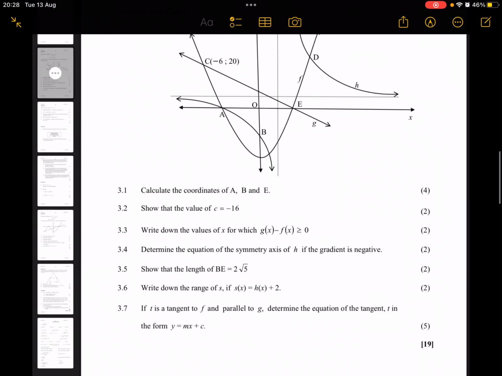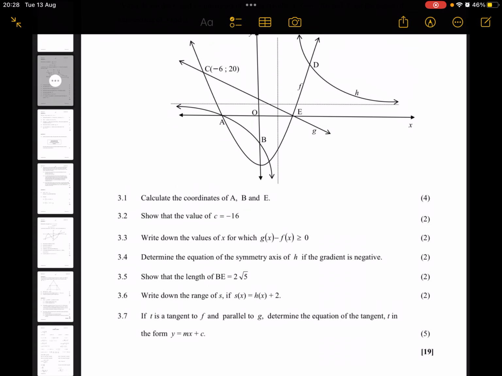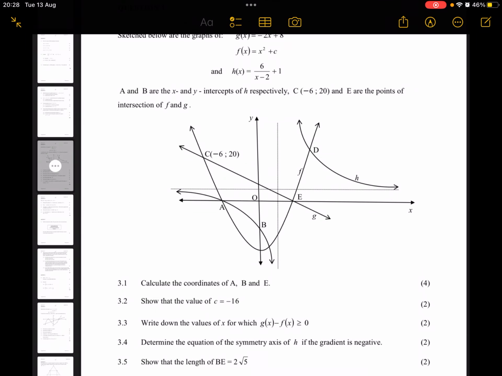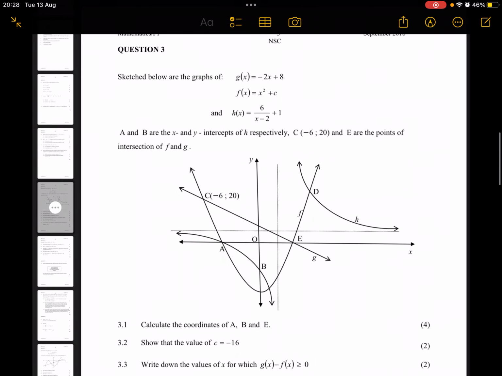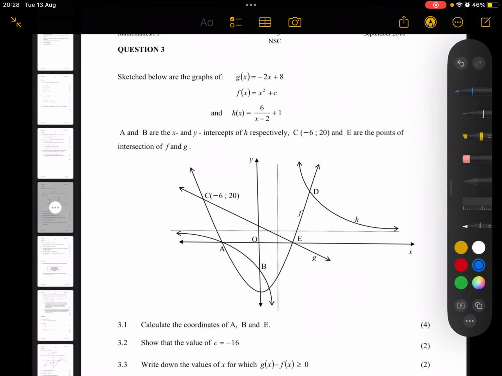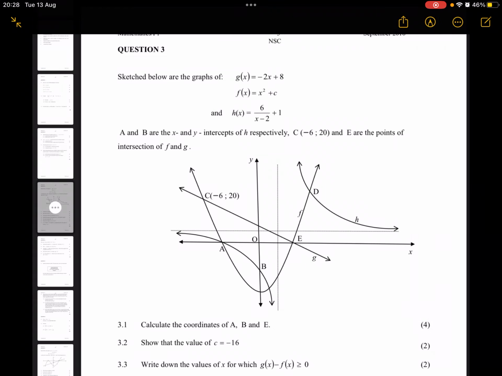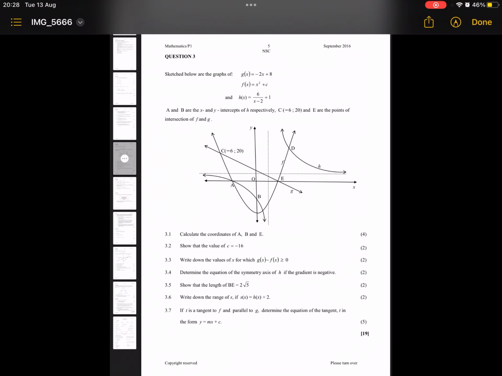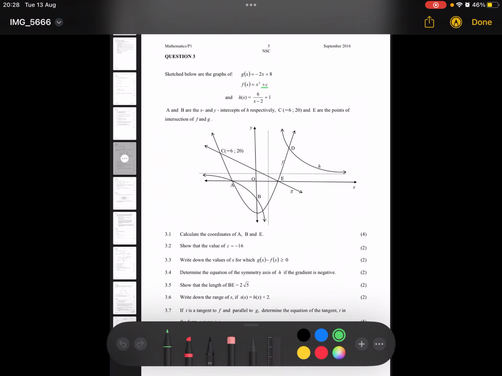Second question, 3.2. Show that the value of c is equal to 16. Where is c? Now c is here. This is c, and c is the constant, which means this is where the graph cuts the y-axis, which means c is the value here where the graph cuts the y-axis.